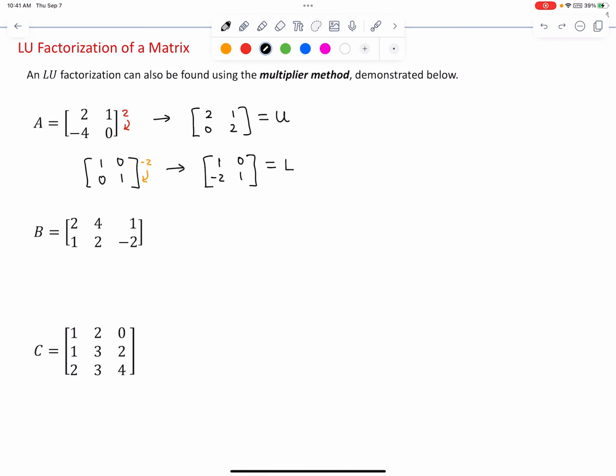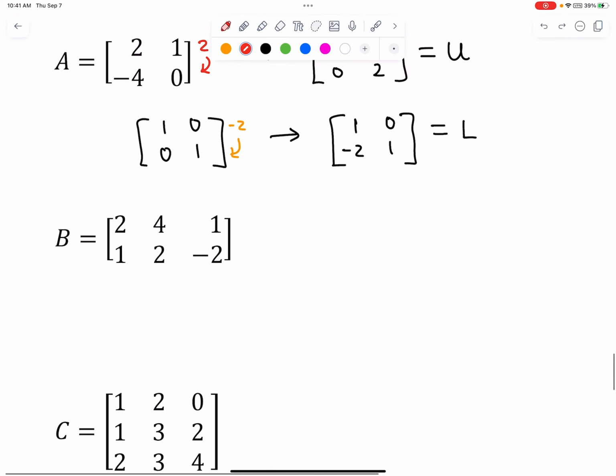All right, let's focus on the matrix B here. My goal is to turn B into an upper triangular matrix. And I want to limit myself to only doing row operations of the third type. So I want this to be a 0 next. So I'm going to do -1/2 times the first row and add that to the second row. And that should put a 0 in that position. So this will produce the following matrix.